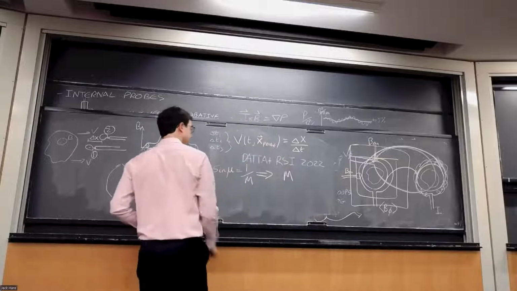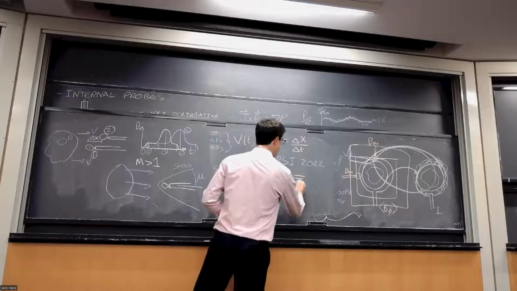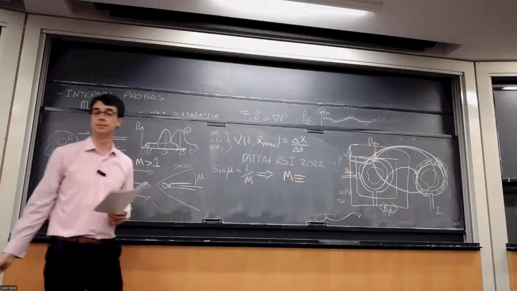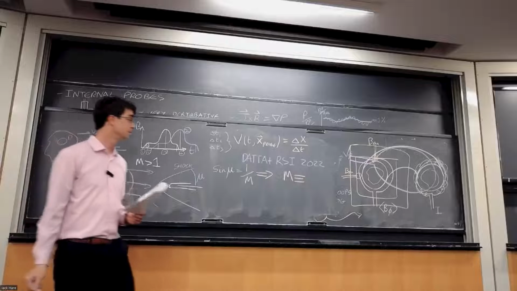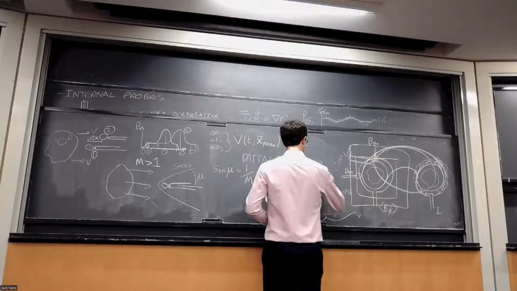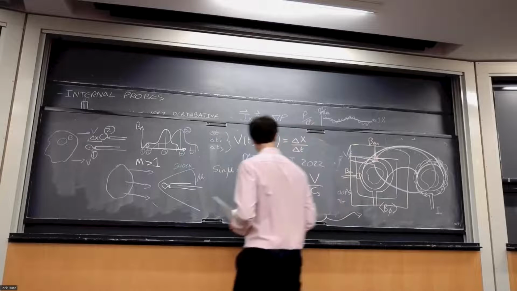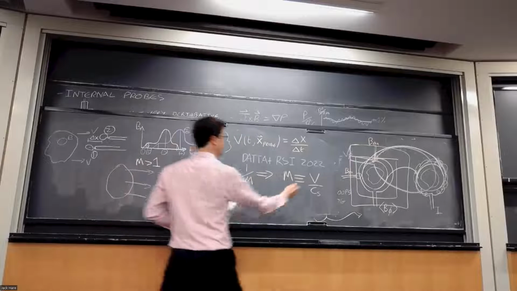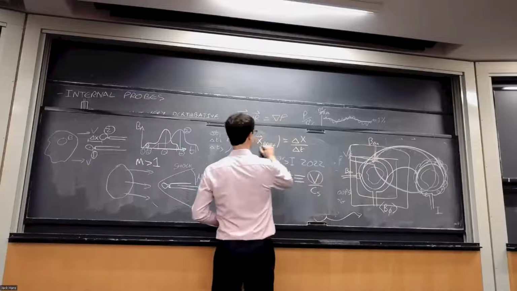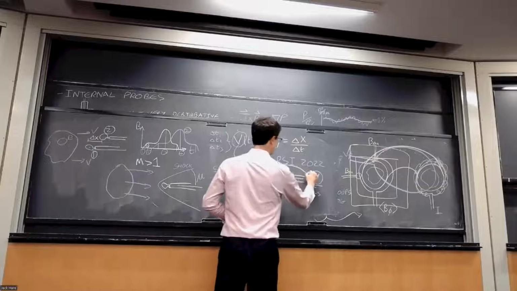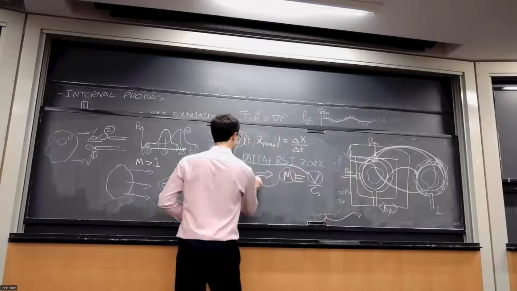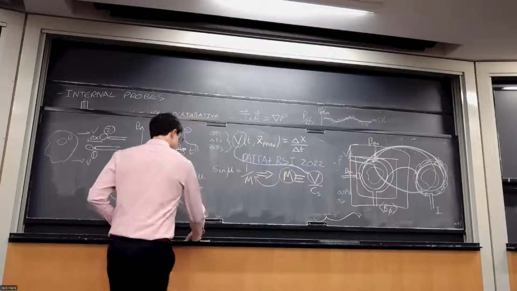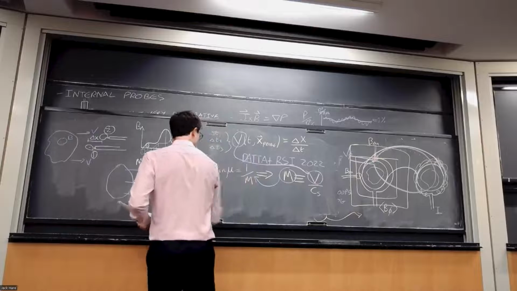What's the Mach number equal to? The dimensionless parameter. Speed over the sound speed. Great. Well, we've already measured the speed using this technique. We've just measured the Mach number using this technique. So now we have an estimate of the sound speed.